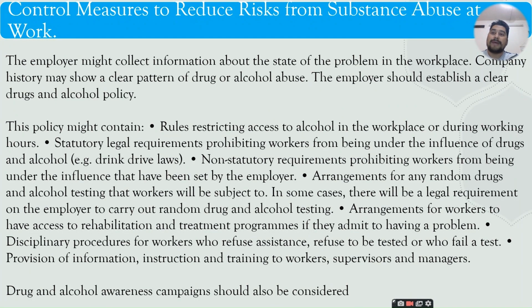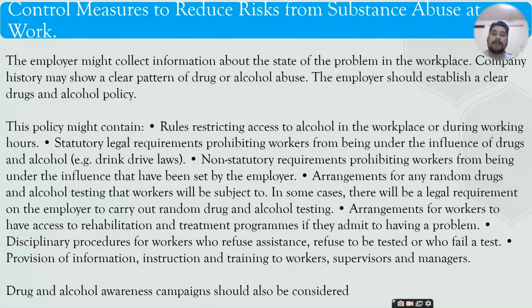Arrangements for workers to have access to rehabilitation and treatment programs if they admit to having a problem. Disciplinary procedure for workers who refuse assistance, refuse to be tested, or who fail a test. Provision of information, instruction, training, and supervision for managers. So these are the things you can include in your drug and alcohol policy when you are implementing it. These are the things that should at least be there in your policy.